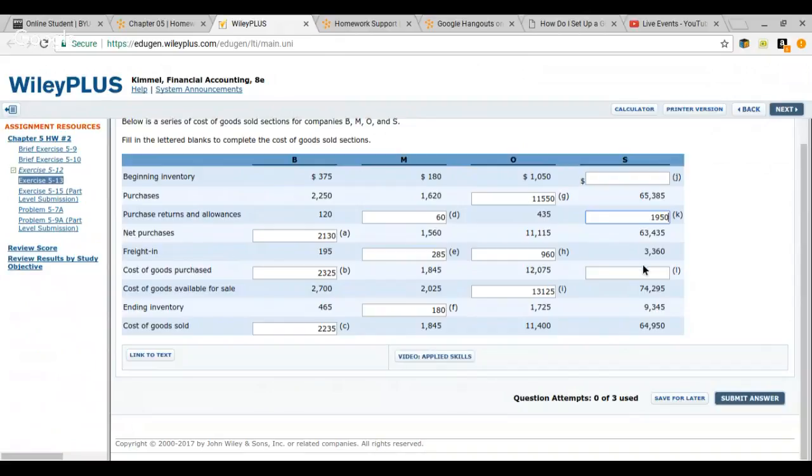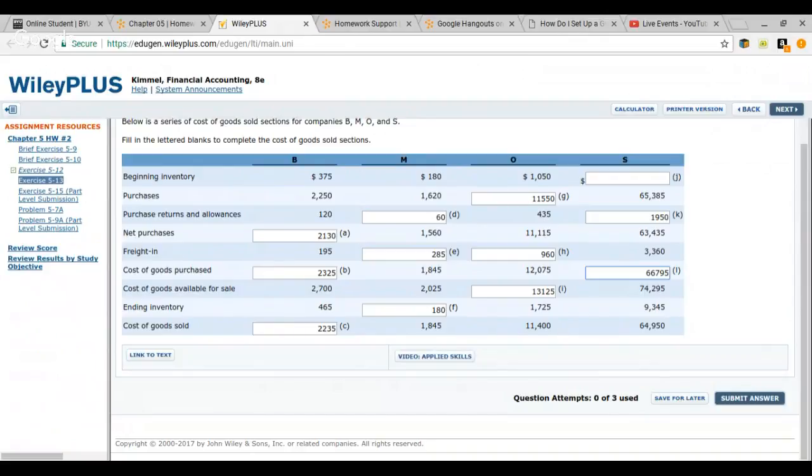Now as we come down, we add in the freight in costs to our net purchases. As we add these up, we're going to come up with $66,795.